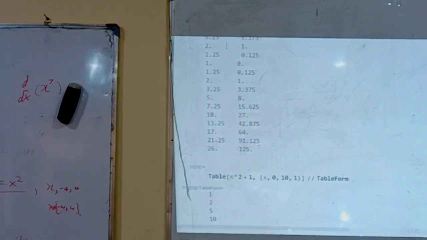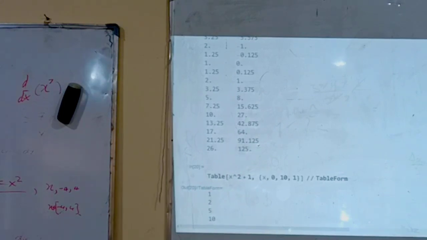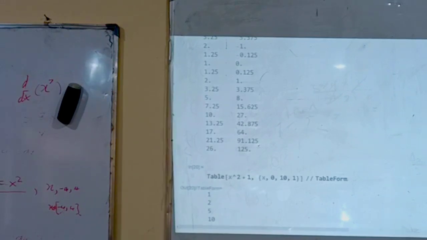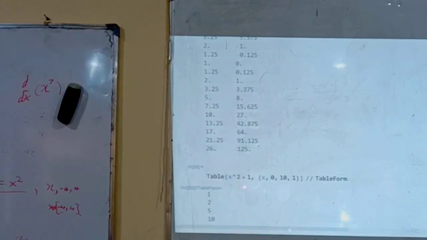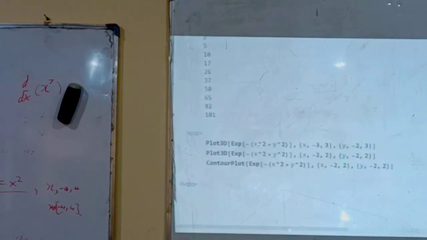Now, there is what we call table. See, you can make a table. Assuming you have gotten some functions, you want to list the table. That curly bracket helps you for listing. Like here, I have table x squared plus 1, x from 0 to 10 in space of 1. It will just list the table for me.